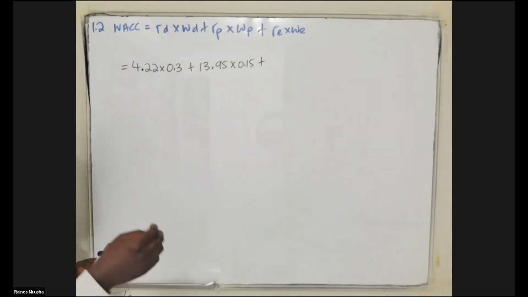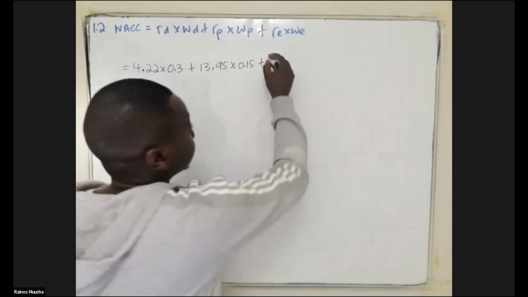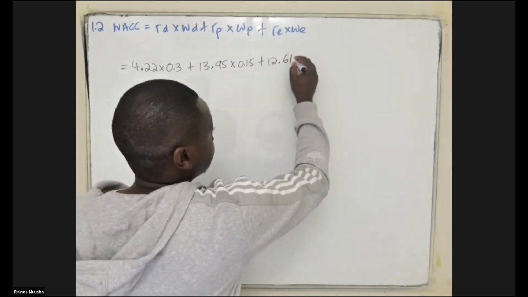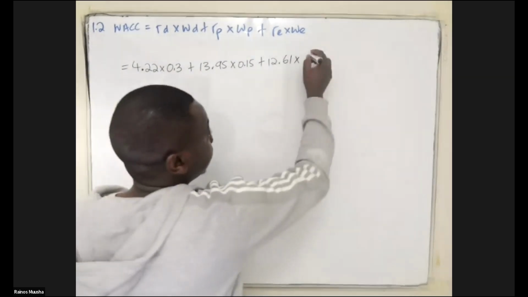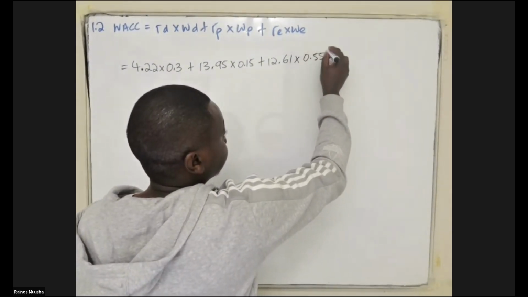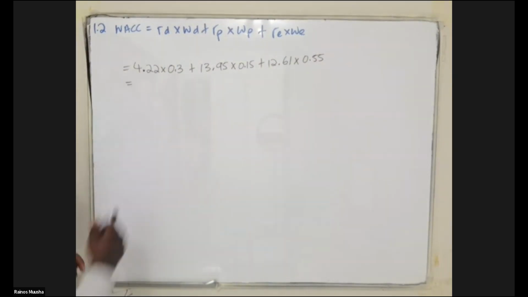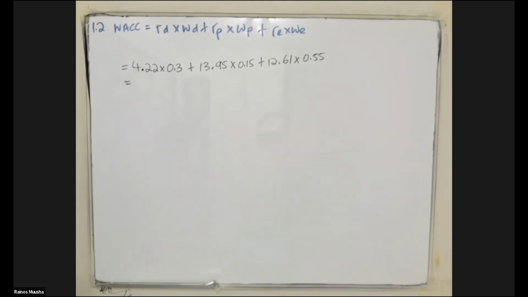Remember we said before or at the breakpoint of equity, the cost there is what? The cost of retained earnings. And we saw that the cost of retained earnings in this case was equal to 12.61 multiplied by the weight of equity, where we say ordinary shares are going to be having a weight of what? 0.55. So this will give us the weighted average cost of capital. And how much would you get as the weighted average cost of capital?